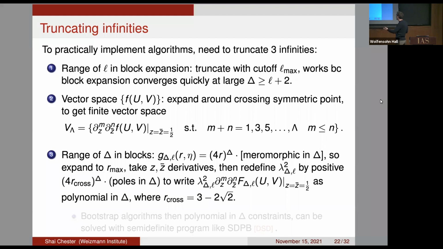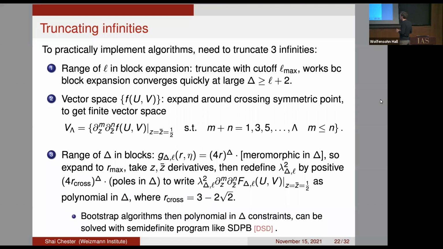We take our z and z bar derivatives, evaluate them at z and z bar equals a half, and then we redefine the OPE coefficient squared, which multiplies these blocks, by some positive quantity, which is given by 4r to the delta times poles in delta, where r is evaluated at the crossing symmetric point. This allows you to evaluate the OPE coefficient squared times the z and z bar derivatives of our cross block in terms of a polynomial in delta, where note that r at this crossing symmetric point is 3 minus 2 root 2. The advantage of rewriting this quantity as a polynomial in delta is that within the bootstrap algorithm, you now have polynomial constraints.